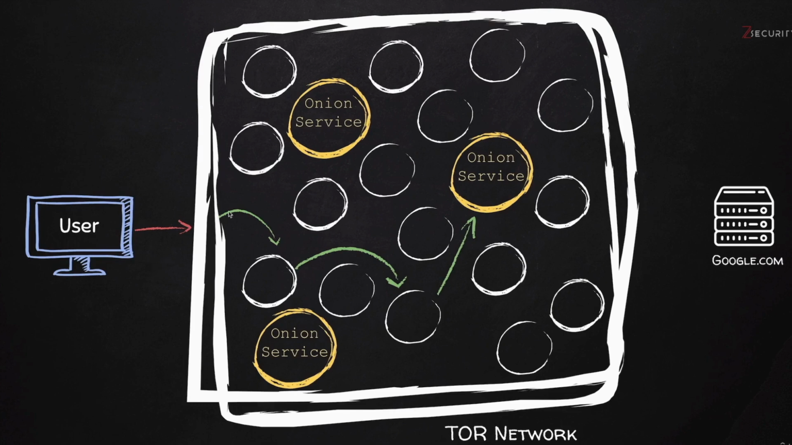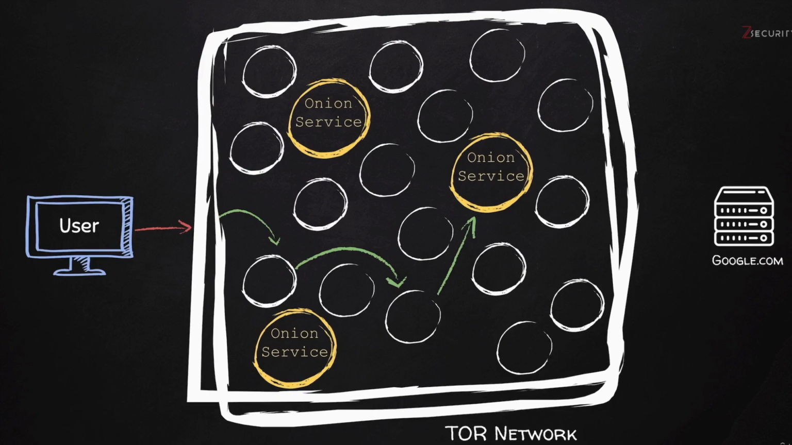Then, once you're in the network, you're going to bounce your request over a random node. You're going to go to a second random node. And finally, instead of going to a third node, then out to the internet, to another website on the internet, on the surface web, you're going to stay within the Tor network and you're literally just going to go to your onion service.